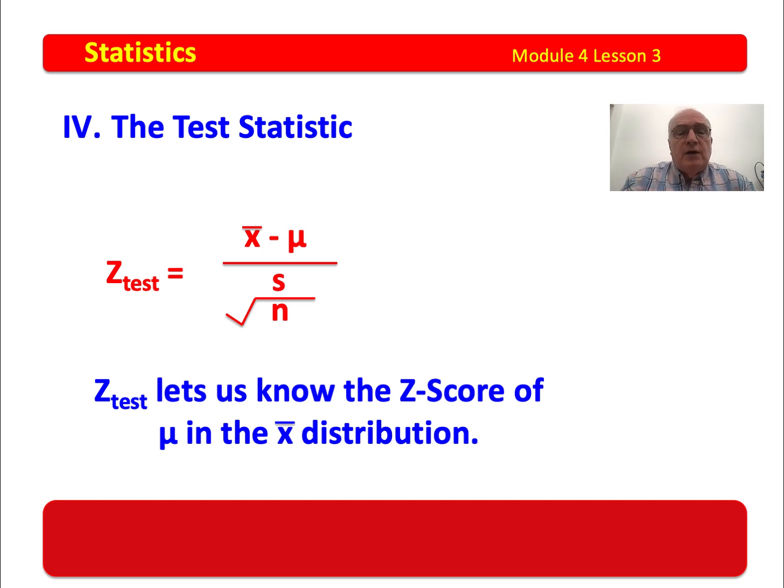In step 4, you calculate the test statistic, and z-test is equal to the x-bar value, the sample mean, minus the claimed mean of the population, divided by s over the square root of n. Z-test lets us know the z-score of the mu in the x-bar distribution. What z-score does the mu have? Really easy to calculate that. You plug in, you simplify. The first thing you do is take the square root of n. You divide s by the square root of n, x-bar minus mu. Then you divide this value by that value, and you get a z-test statistic.